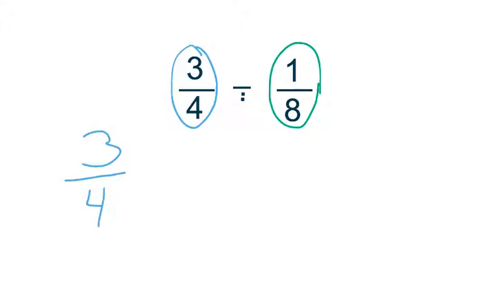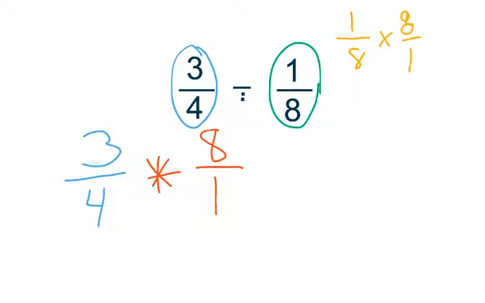Now, since we are splitting it into 1/8 pieces, we are actually going to change it to multiplying by the reciprocal. The reciprocal of 1/8 is 8/1. Remember, a number multiplied by its reciprocal will always equal 1 whole. If you did 1/8 and you multiplied it by 8/1, you would get 8/8 or 1 whole.